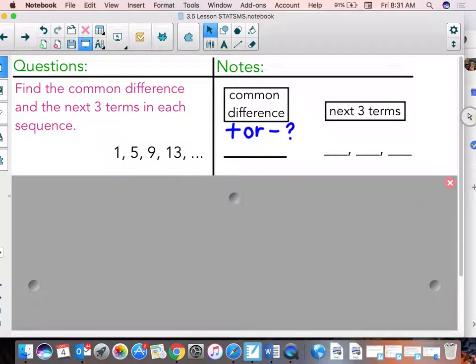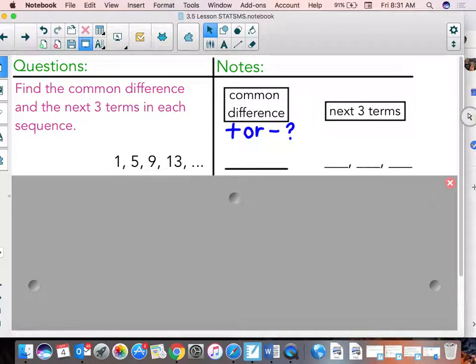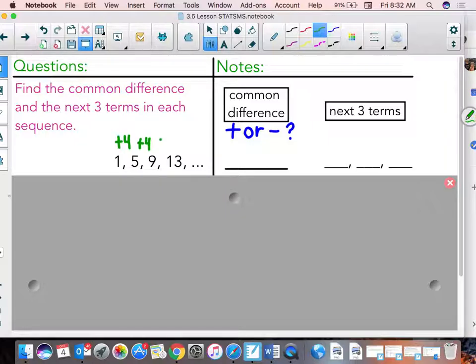So looking at the first one, I have 1, 5, 9, 13. I'm going to figure out what number I am adding or subtracting to get to the next term. Well, this is all positives. They are getting bigger. We are adding 4 each time. 1 plus 4 is 5. 5 plus 4 is 9. 9 plus 4 is 13. So our common difference is 4.